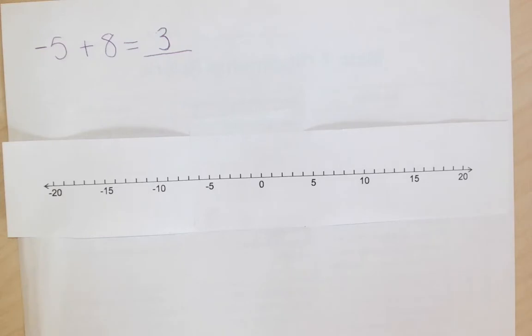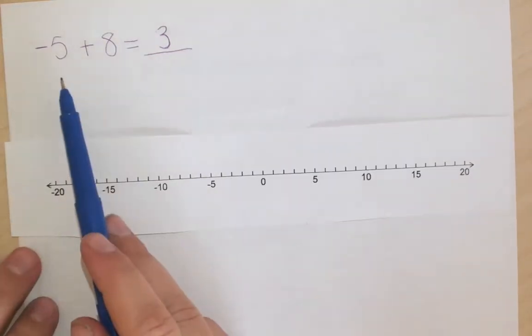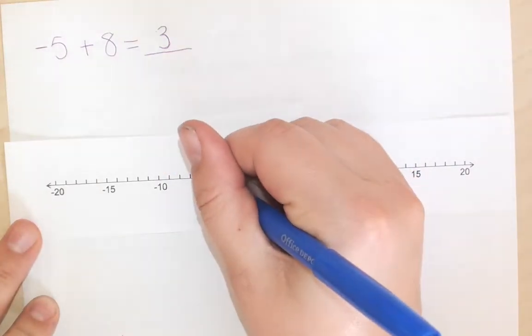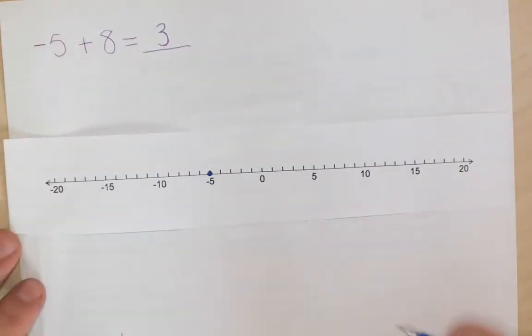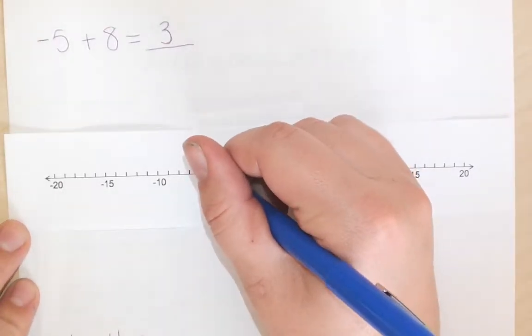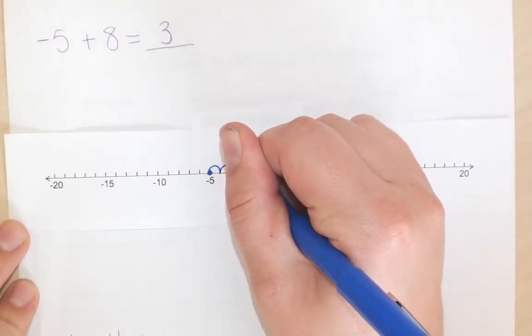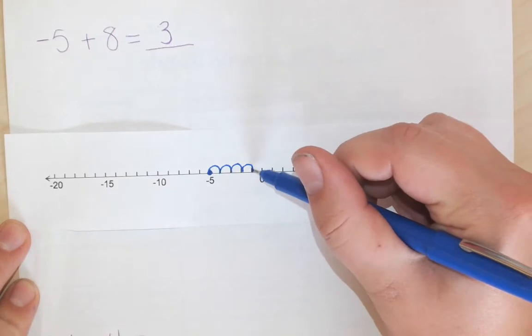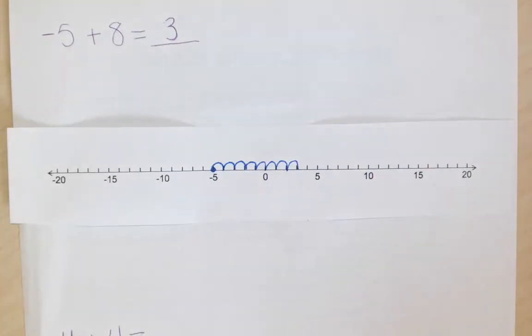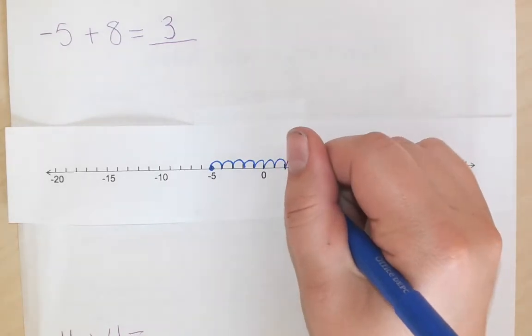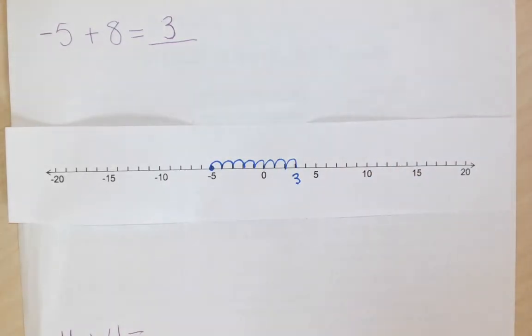On the number line, I can show this by starting at -5 as the problem's telling me. And then I'll make 8 jumps to the right because it is +8. So 1, 2, 3, 4, 5, 6, 7, 8. That lands me at 3 on the number line. So that would be my final answer.